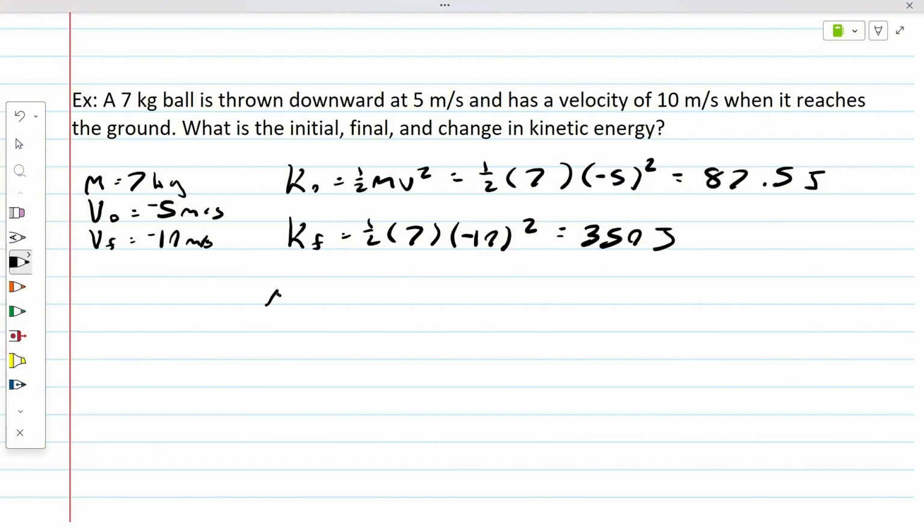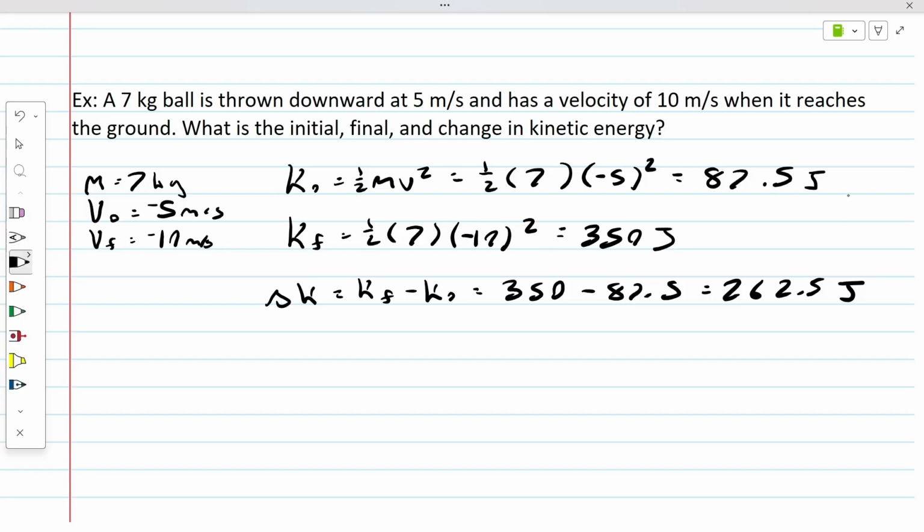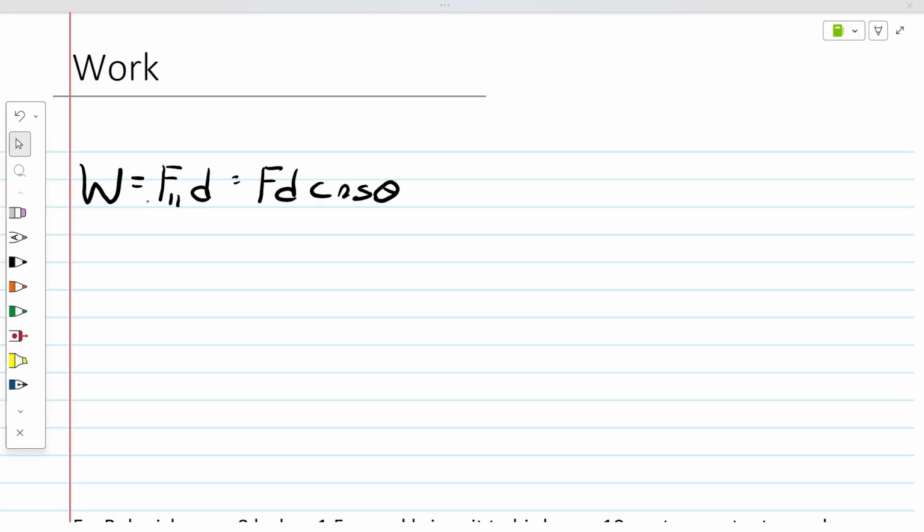And so now to find the change in kinetic energy, we can simply do the final kinetic energy minus the initial kinetic energy, which is 350 minus 87.5, which equals 262.5 joules. So something to note is that the kinetic energy itself will never be negative, but the change in kinetic energy could be negative. We'll learn in the next video about work, and then later how this change in kinetic energy relates to the work.